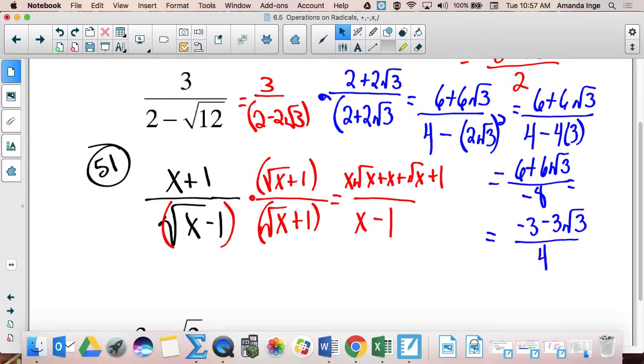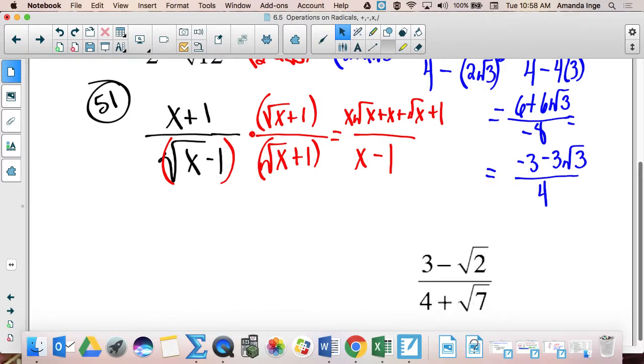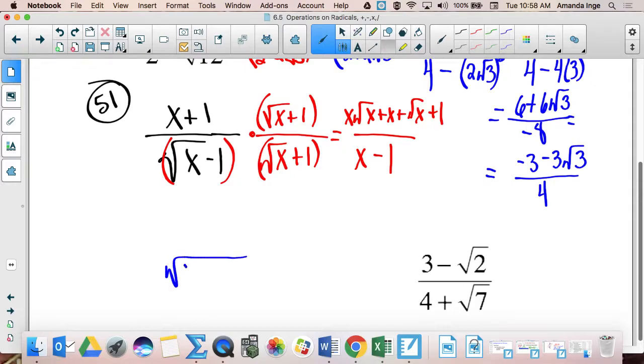But the reason I wanted to do that problem is because I also want to look at problem number 52. These are homework exercises.